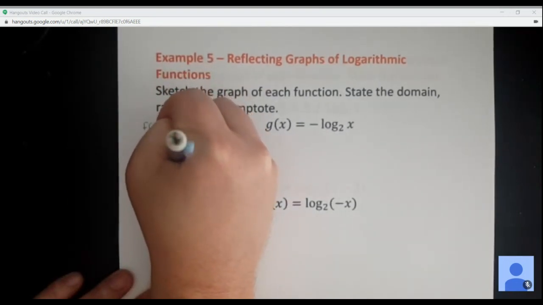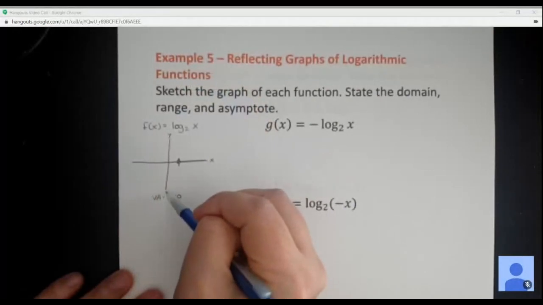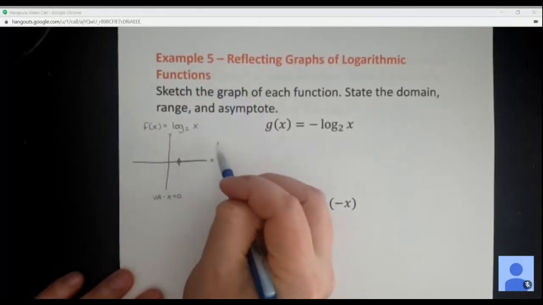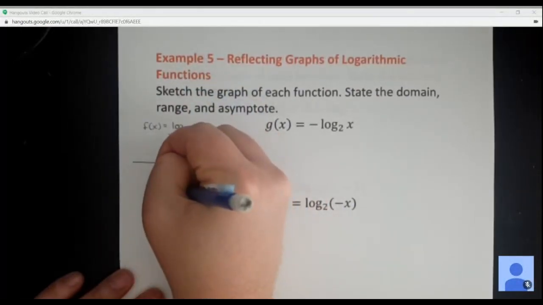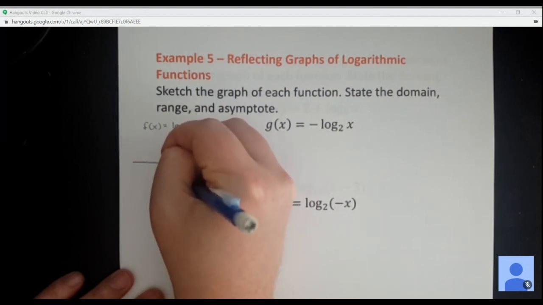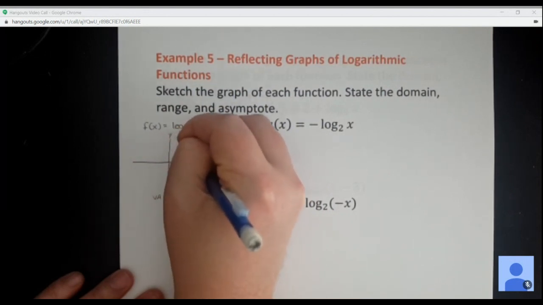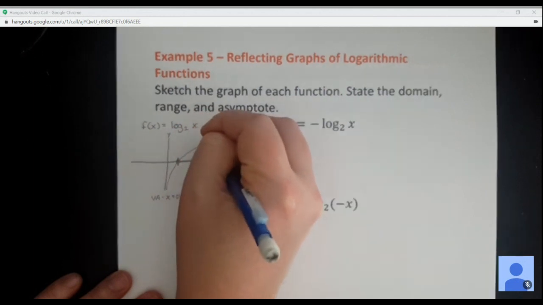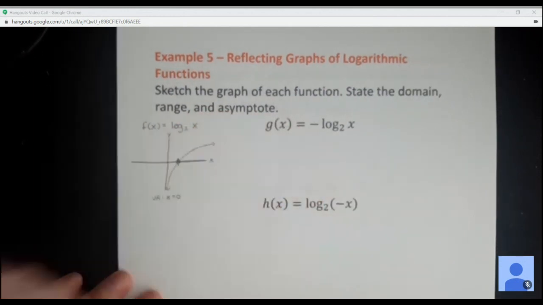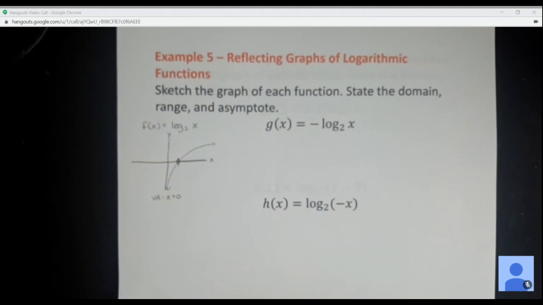And then remember the basic shape this time, right? It's going to go up and to the right. So we have this vertical asymptote at x equals 0. It's going to curve up and to the right. It's going to go through the point 1, 0. And it's just going to continue up and to the right like that. Okay, so that's the basic shape that we're looking at for our logarithmic function now.